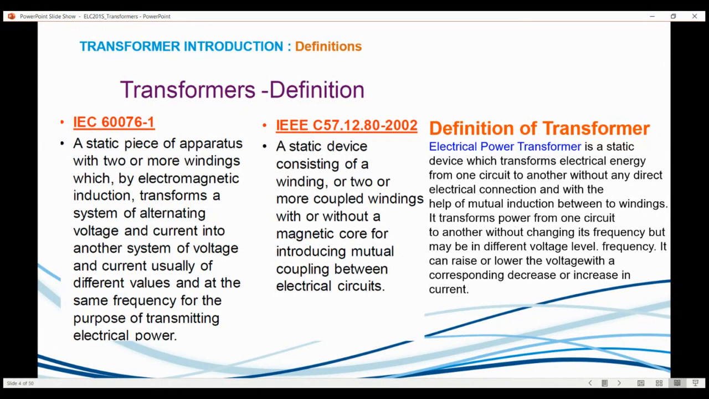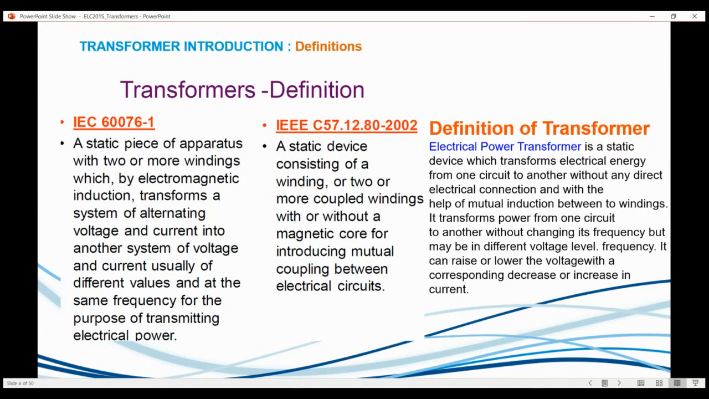If you're pushing in 100 kVA at 50 hertz, you're going to get 100 kVA at 50 hertz on the other end, even though our voltage and currents will be different. And it does state there that it may be a different voltage level. So it can raise or lower the voltage with a corresponding decrease or increase in current. Obviously, our computations will talk to all of this.